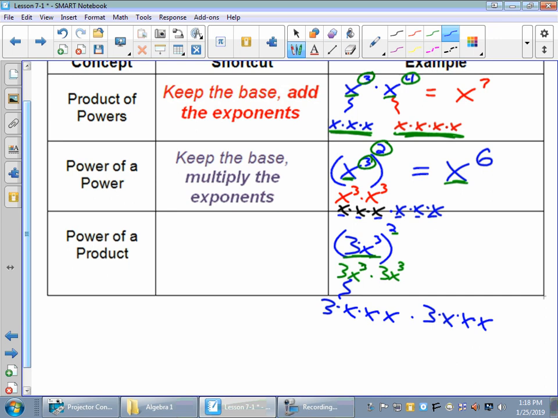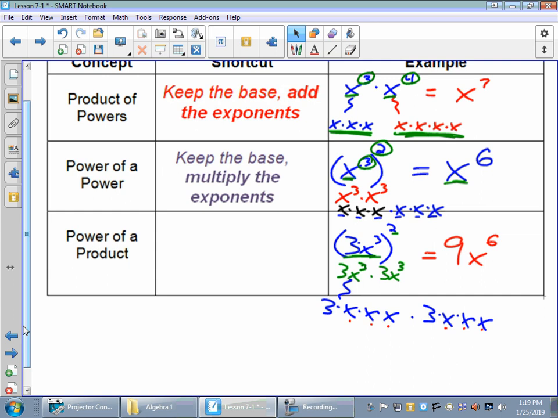So all together, in this one, we'd have to go 3 times 3, which is 9. We're not adding it, we're multiplying. And then how many x's do we have? 1, 2, 3, 4, 5, 6. So it'd be x to the 6th power.